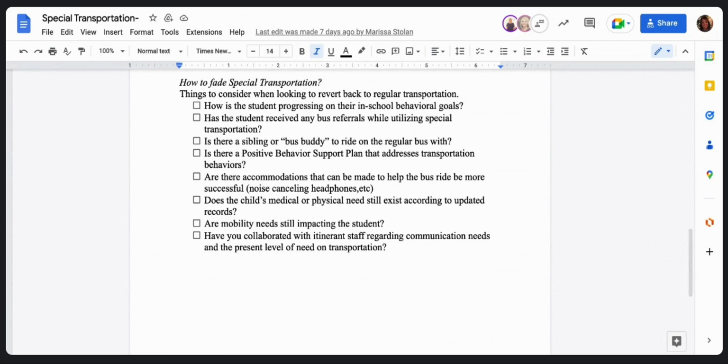So if the reason for special transportation in the beginning was some kind of medical or physical issue, but now they've kind of aged out. Say they had really significant diabetes, and when they were younger they weren't able to even be on the van, or a seizure disorder or something like that. Well, now we're 4 years down the road and the student hasn't had a seizure for a number of years. Do we have updated medical information to support that? Well, maybe they can be on the bus now instead of special transportation, or maybe now they don't need that additional adult on the van with them because their needs have changed. Are mobility needs still impacting the student?